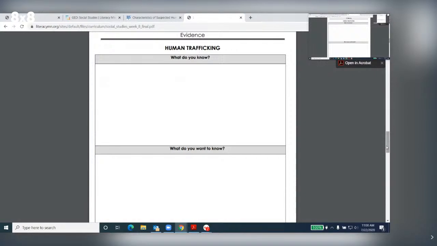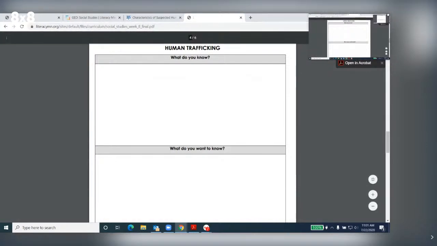Then down below, you would put things, what do you want to know about human trafficking? The same thing in that bottom one. You can bullet point it, you can number it, you can star it. Like I said, there's no right or wrong way of filling one of these out. It just gets you thinking about the topic, since we're doing human trafficking. So things that you know, and then things that you want to know, okay?